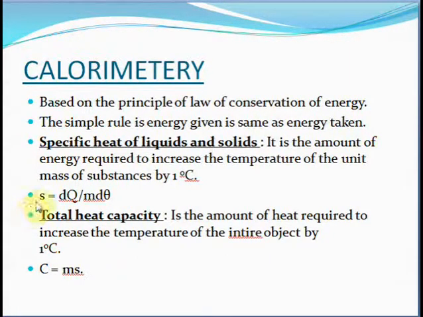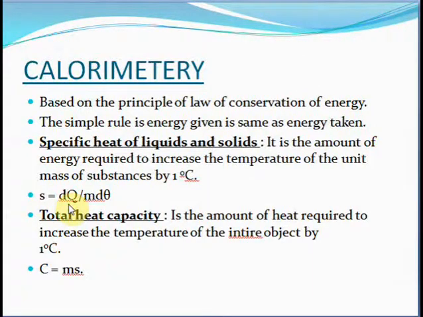So we denote this specific heat by small s, and this would be equal to dQ by m d theta, where dQ is the amount of heat needed, m is the mass of the substance, and d theta is the temperature difference. So if we take m kg of a substance, and we supply a heat equal to dQ to it, and its temperature rises by d theta, then its specific heat will be defined as dQ by m d theta.